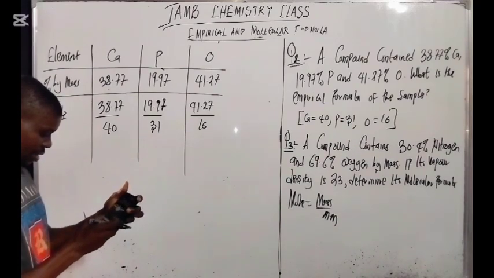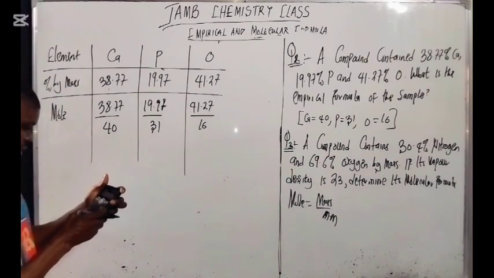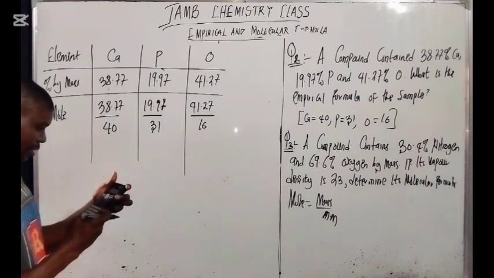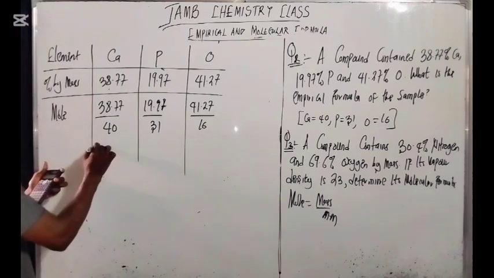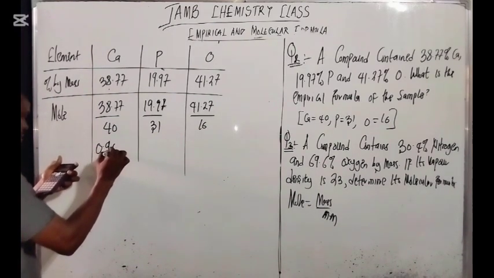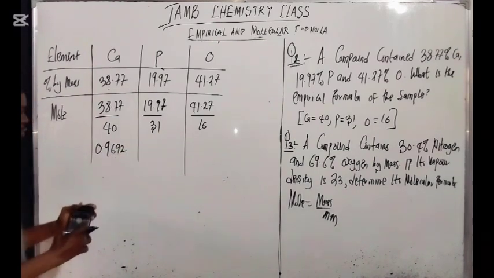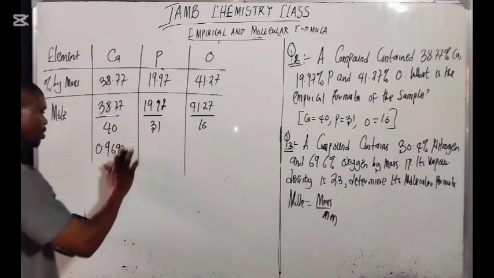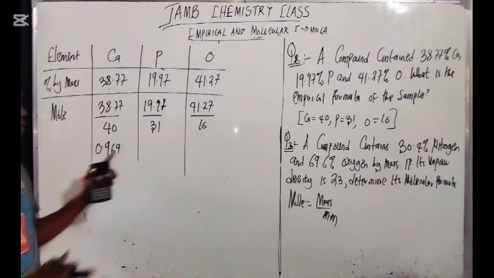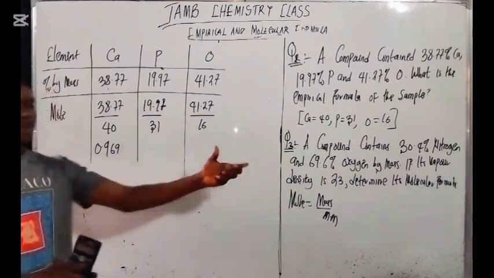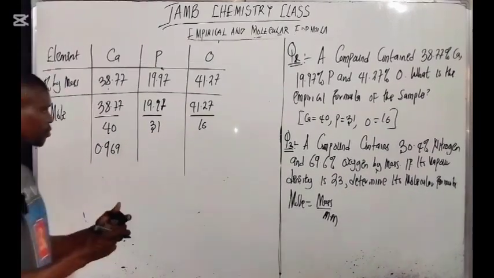So you have 38.77 divided by 40. Here we have 0.9692. Now we can leave it to 3 decimal points. Let's leave it to 3 decimal points. Do you understand?